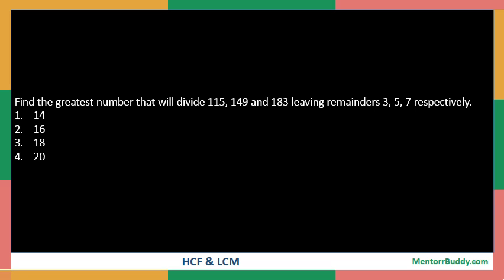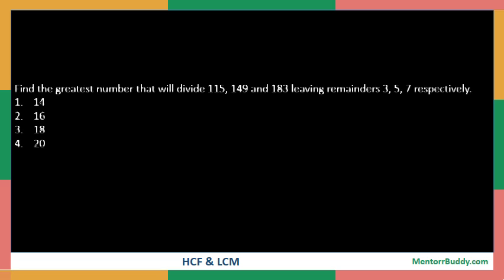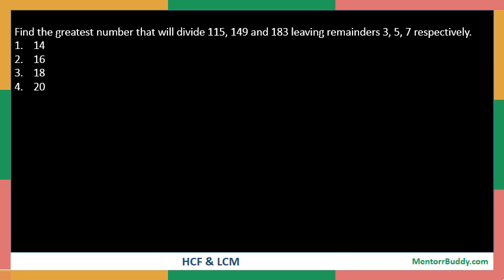We have a question based on HCF and LCM. It says, find the greatest number that will divide 115, 149 and 183, leaving remainders 3, 5, 7 respectively. So let us see how we can solve such a question. The first thing is, this question is based on HCF because the question is talking about finding the greatest number.